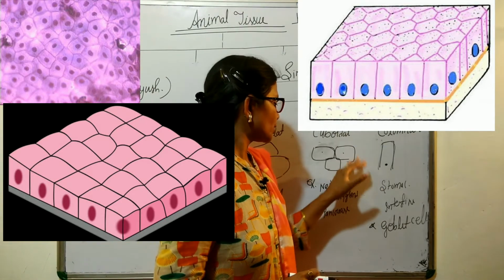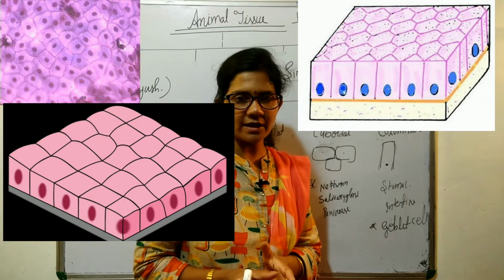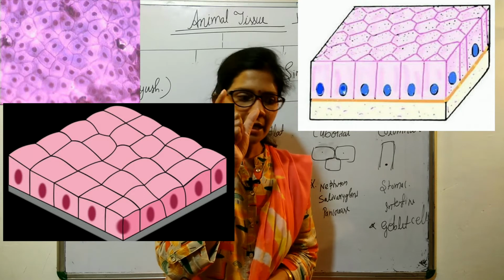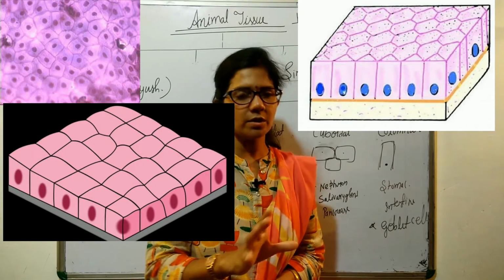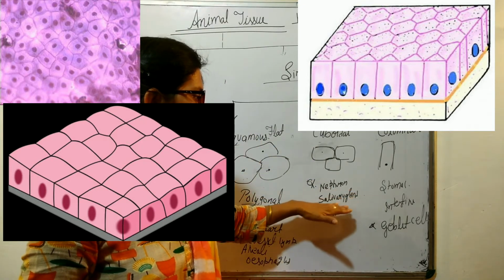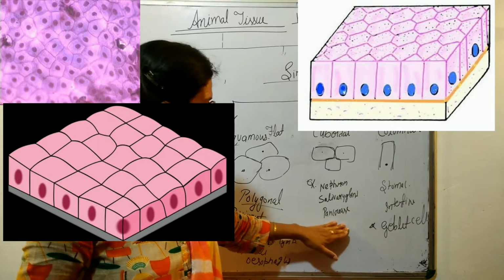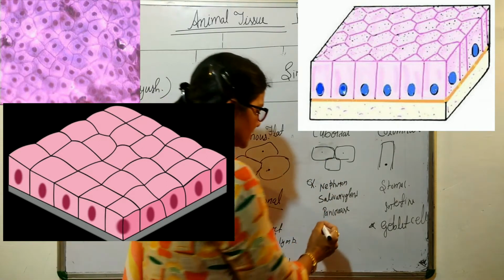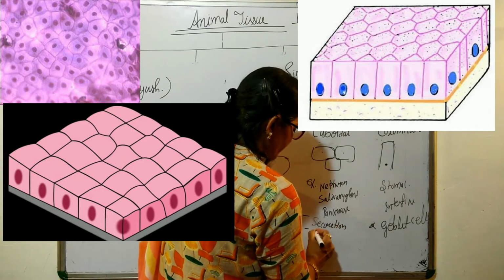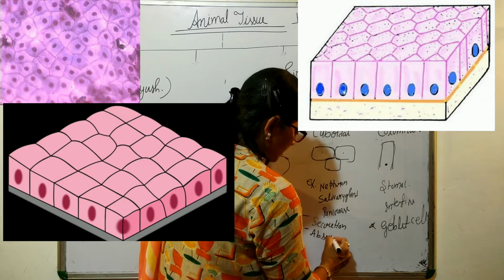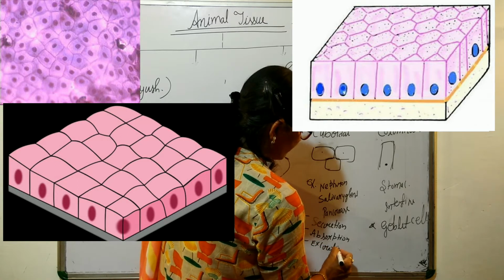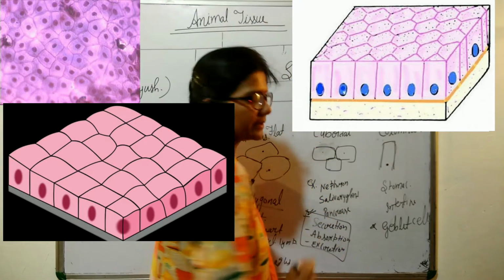Then the cuboidal, we have seen it as a cube structure. A cube-shaped structure means it is a three-dimensional structure. The nucleus is rounded and present at the center of the cuboidal tissue, which is cube shaped, and we will find it in nephrons, salivary gland and pancreas. What is its main function? Its main function is secretion, absorption and excretion. That is the main function of cuboidal epithelial tissues.